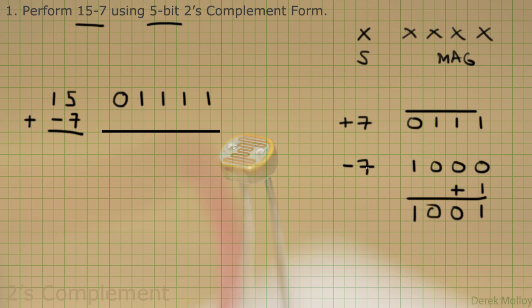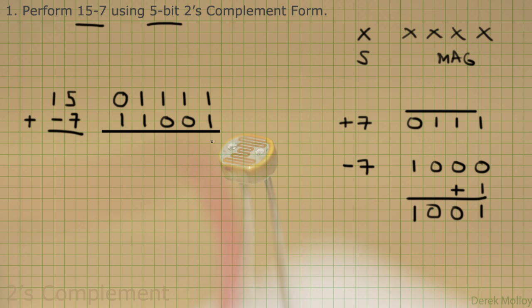So the 2's complement of 7 is 1, 0, 0, 1. So we add on this, so it's minus, so the sign bit is 1. And then our magnitude is 1, 0, 0, 1. So we simply go through now and we add all the bits together.